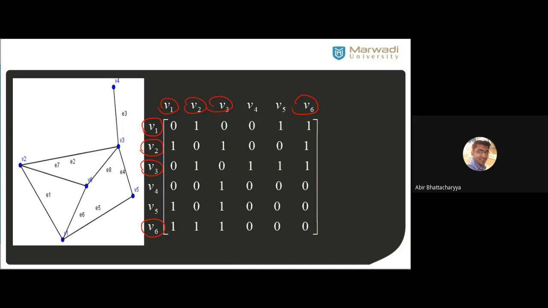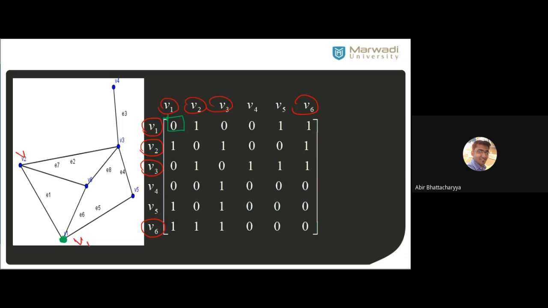So first go for V1. Is there any direct connection from V1 to V1? It's not present. So V1 to V1, there is no edge, so I'll put 0.